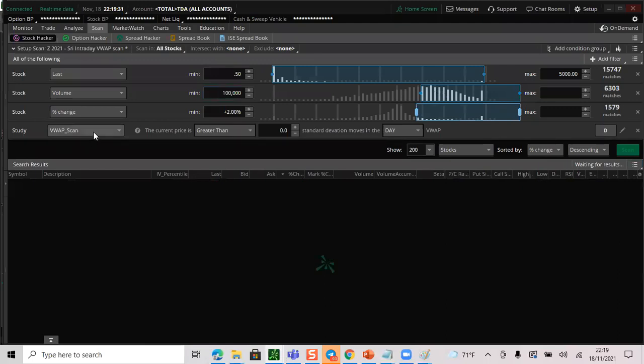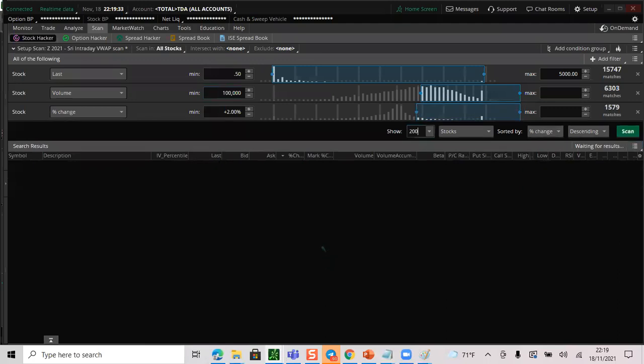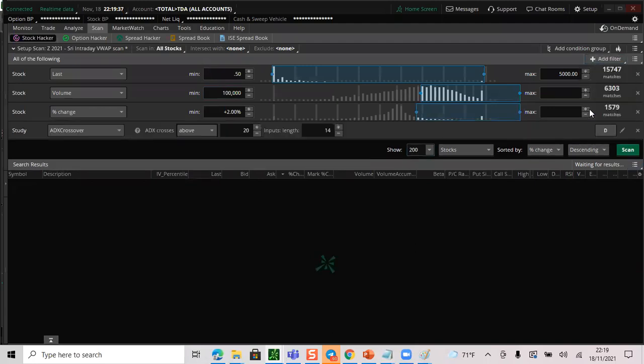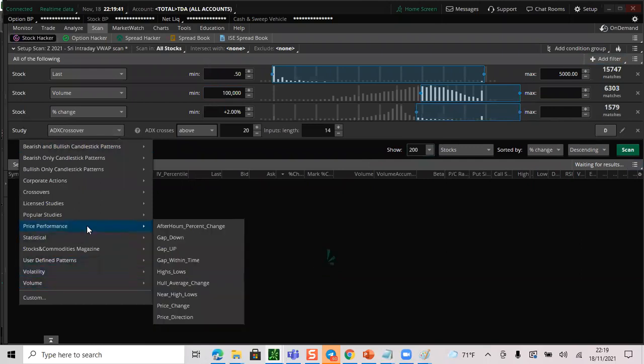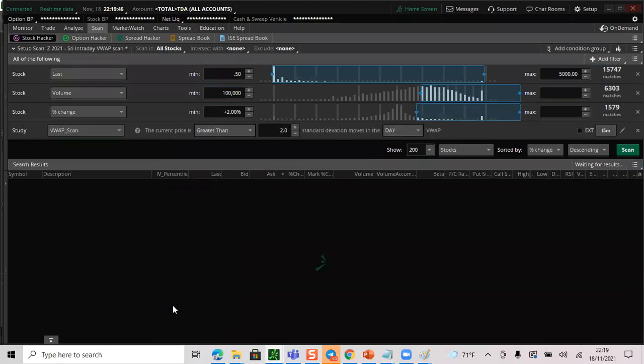If you don't want auto add, I'll just remove it. Plus add filter and go to study and here value. I think popular studies. Select VWAP. Set 2% and just add 0% above. And you can choose however you want.